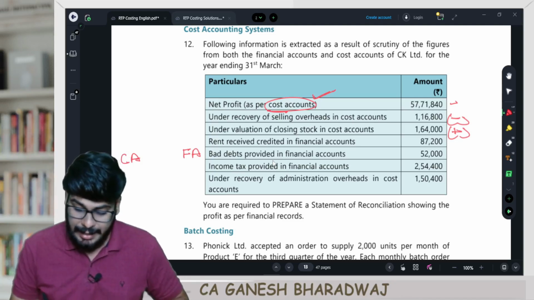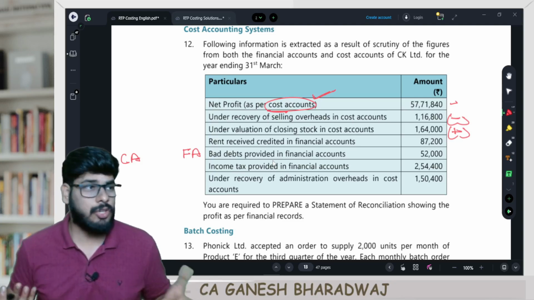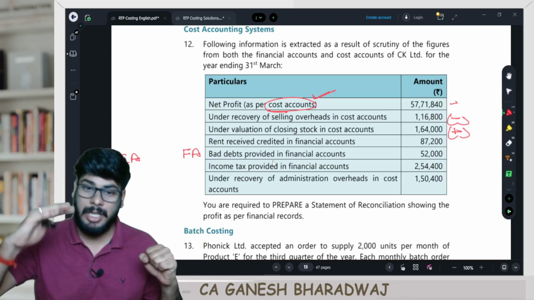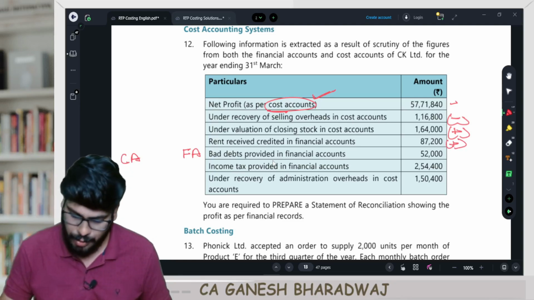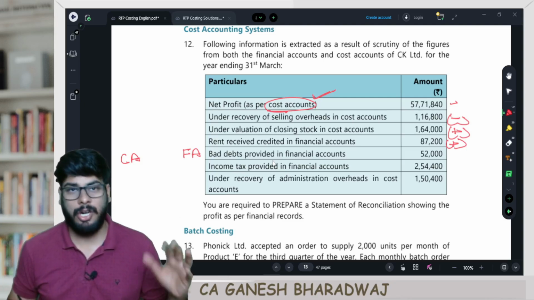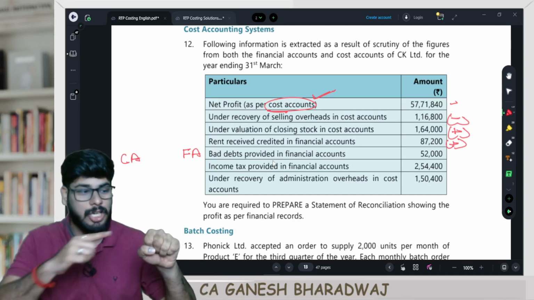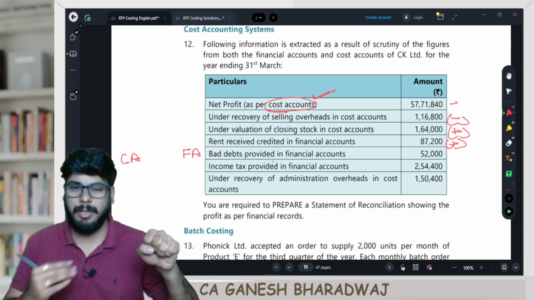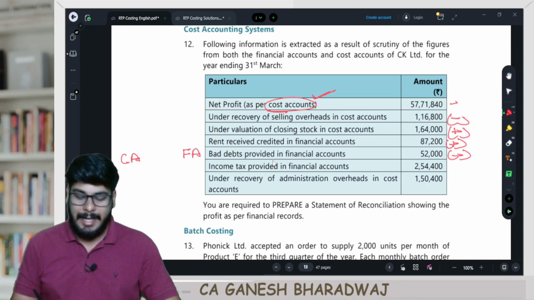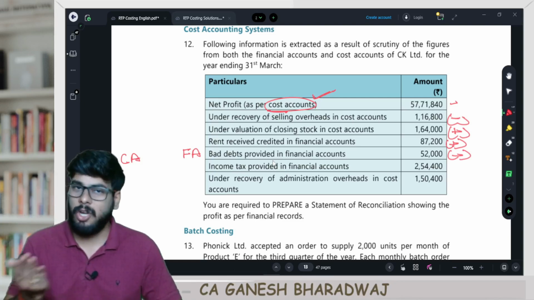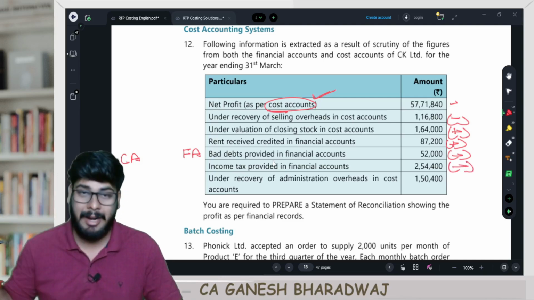The next one. Rent received credited in financial accounts. So rent received is a non-operating income, right? Is it considered in costing profit? No, but in financial profit, it needs to be considered. So now how do you do this? It's a credit item. You need to add this. Are you clear with this? Next. Bad debts provided in financial accounts. In cost accounts, bad debts has not been considered, but this item is a debit item in your financial accounts. So from costing profit, if you want to reach your financial profit, this item needs to be further debited or further reduced. So this is a less item. Income tax provided in financial accounts, the same thing. It is not provided in costing, but it's a debit item in your financial accounts. It needs to be reduced in order to arrive at your financial profit.